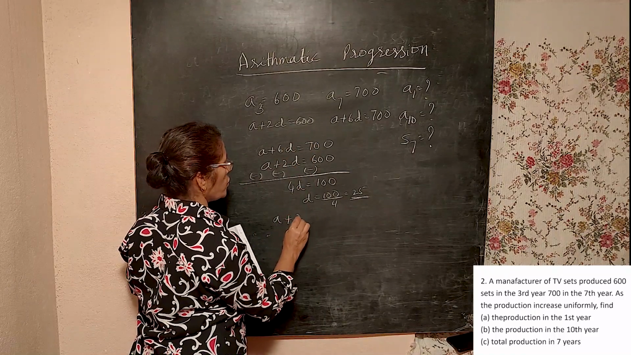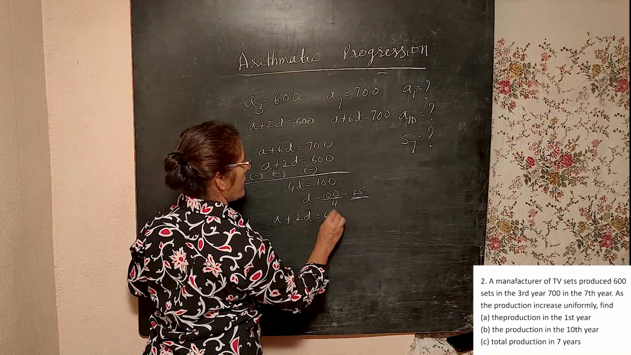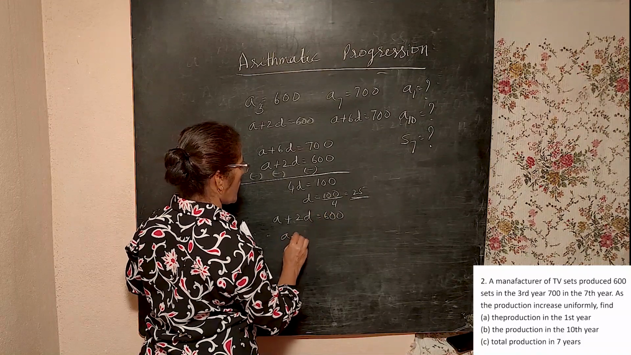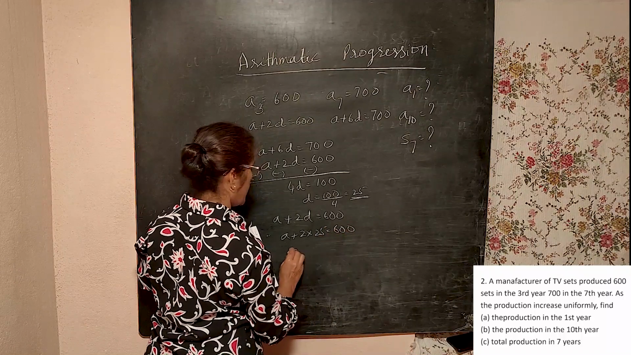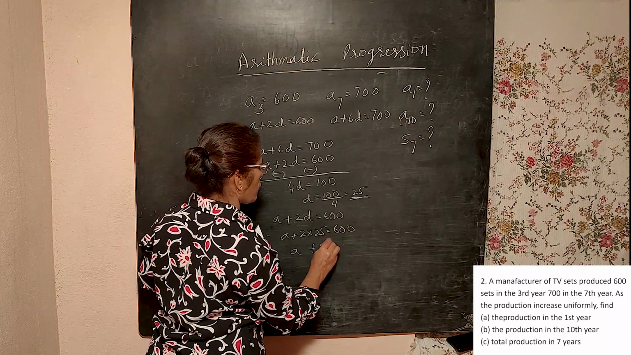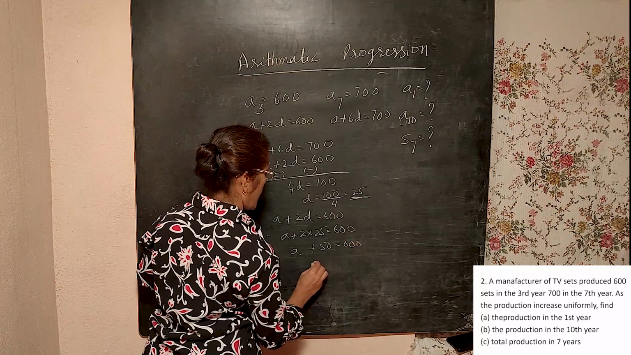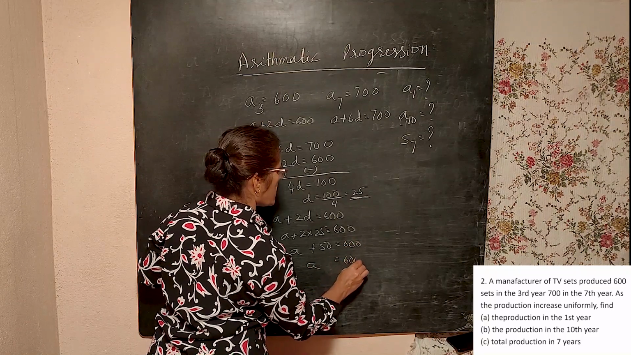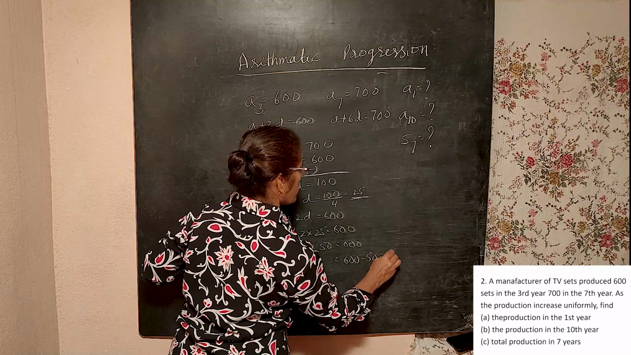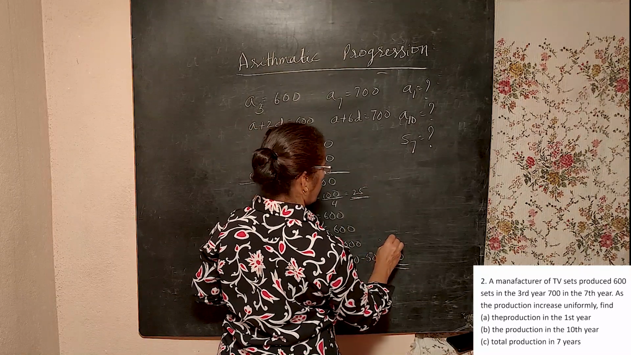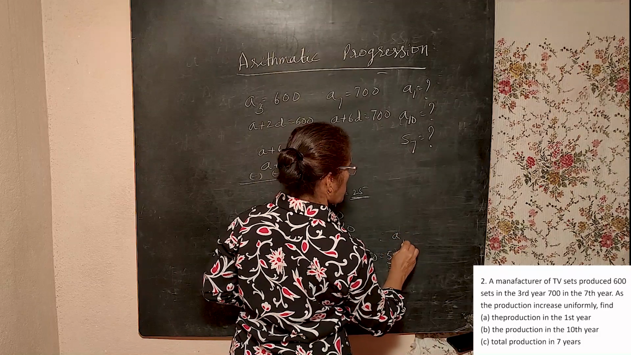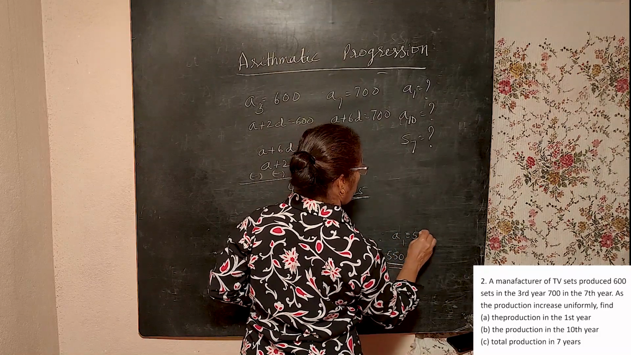A plus 2D is equal to 600. So A plus 2 into 25 is equal to 600. A plus 50 is equal to 600. So A is equal to 600 minus 50 is equal to 550. My first answer is over. Therefore, the production in the first year is equal to 550.